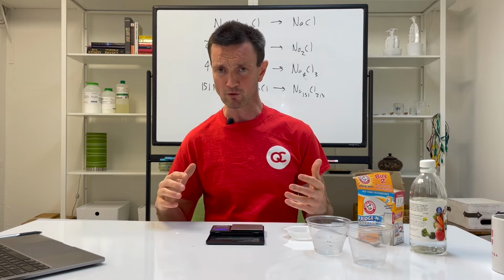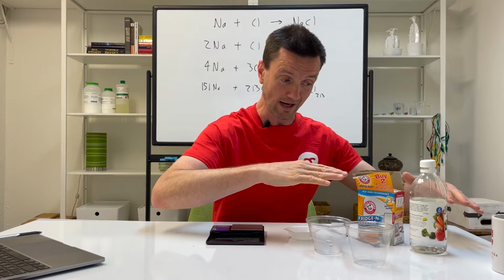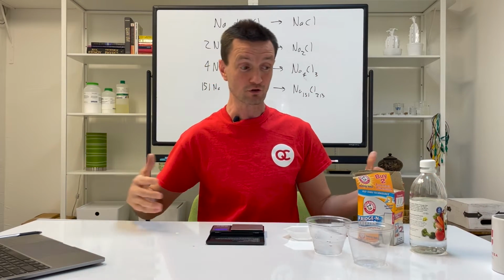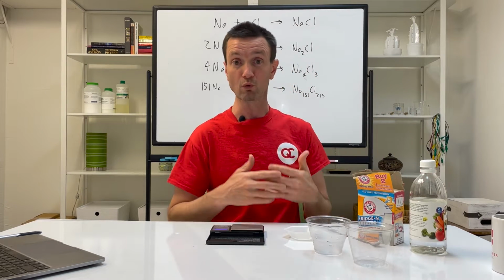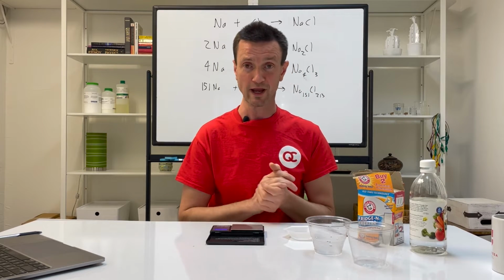Okay, let's run the experiment where we are comparing the effect of the ratios of the reactants on the chemical reaction, what we see from the chemical reaction. So in part one, we're going to use excess vinegar, and in part two, we'll use excess baking soda, and we'll compare those two reactions.